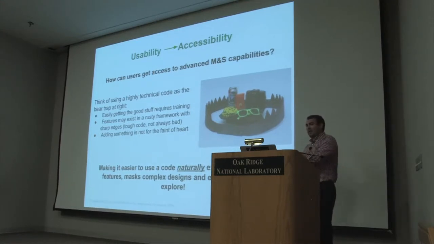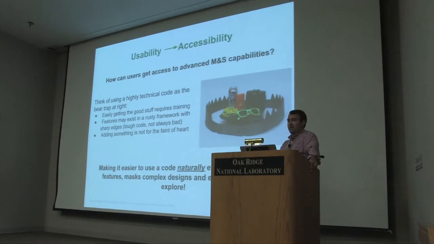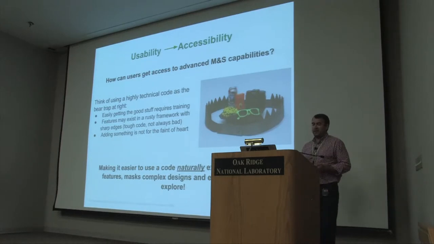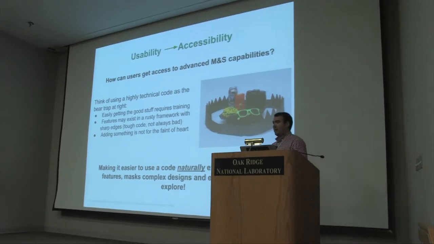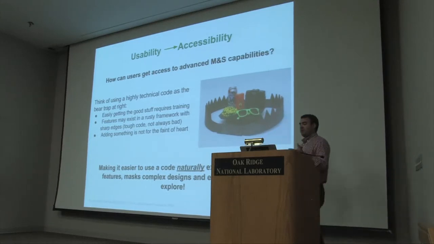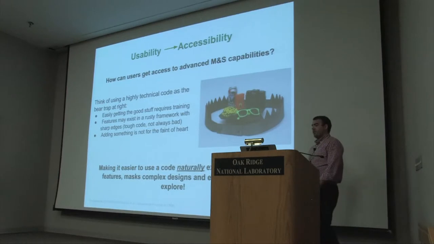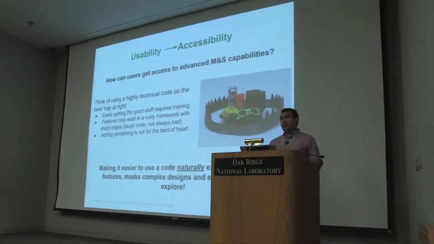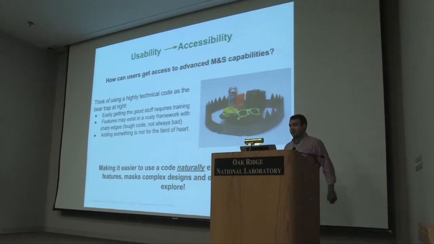But reaching in there and grabbing one of those things is not easy to do without getting your hand chopped off. This is very similar to existing computational frameworks. They do great things, but they have very rusty edges. Some of these things are 20 or 30 years old. And if you want to extend those codes, if you want to add something to this bear trap, that's not for the faint of heart. Making scientific computing easier to use lets you expose more advanced features and complex designs, and really lets the domain scientists use your code to explore further. So usability and accessibility are huge, and it's something we haven't focused on until the last 5 years or so.